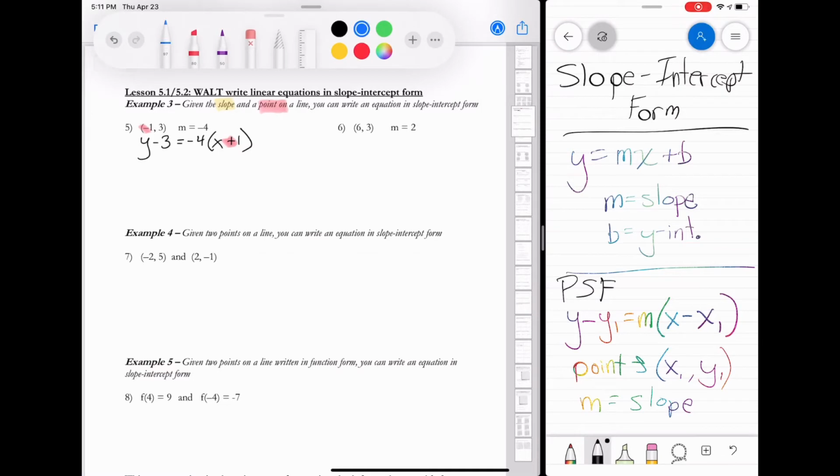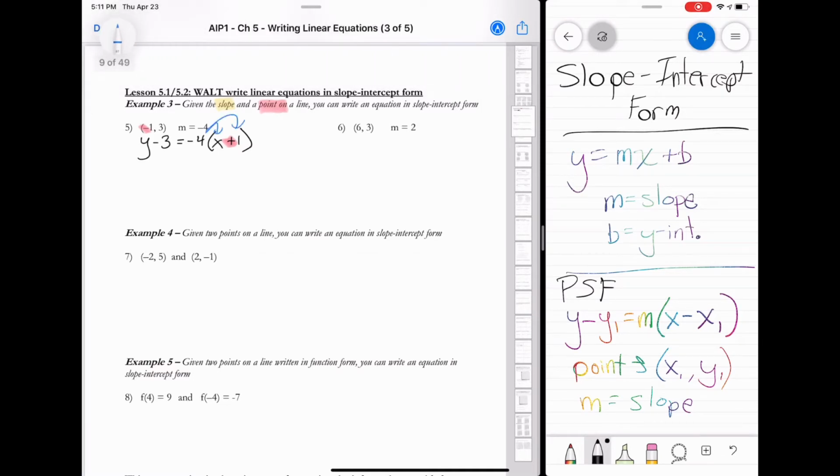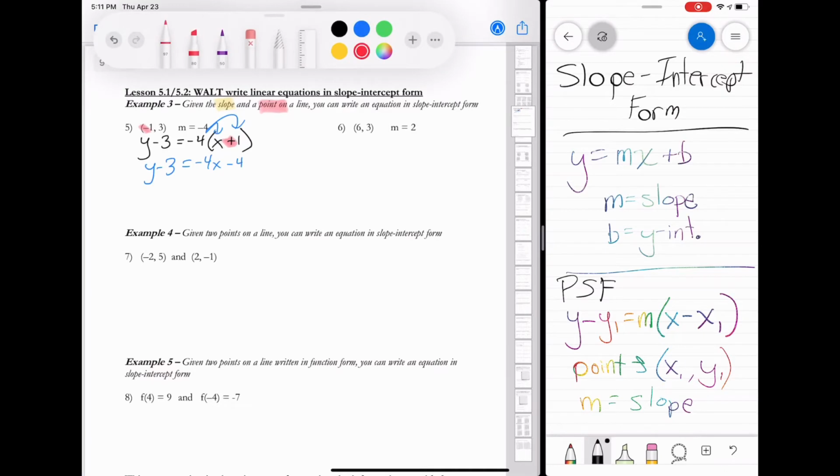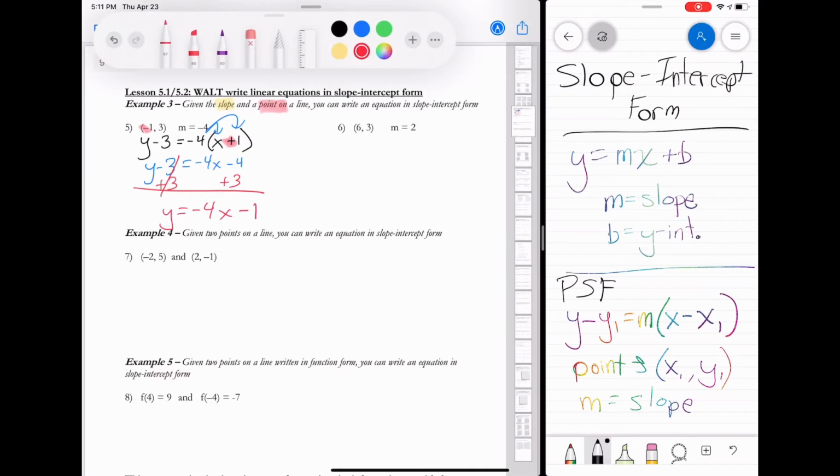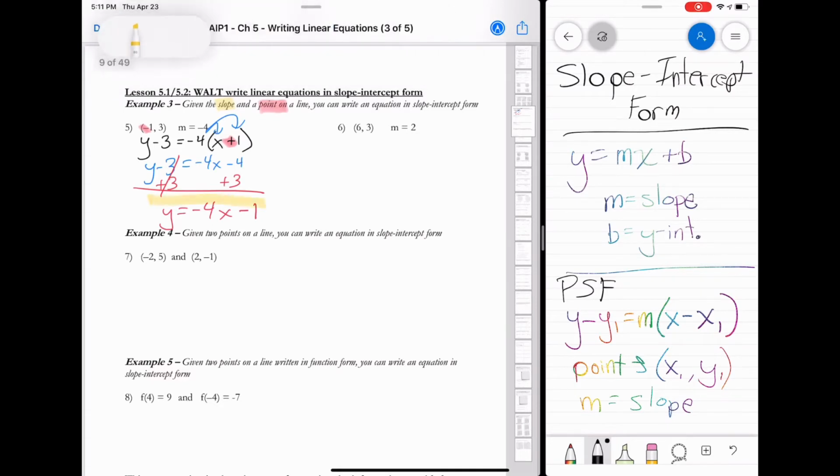All right, now we have to rearrange it to get it to y equals. So let's distribute. If you notice a pattern, it's the same thing over and over again. See what you can do to simplify everything. Multiply it out. Rearrange, balance out the equation by bringing things left or right. So in this case, I'm adding 3. And I get y equals -4x minus 1. That is my final answer. And now it's in slope-intercept form.